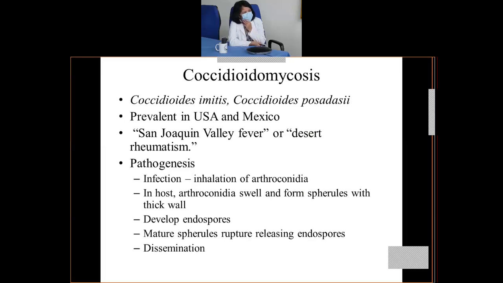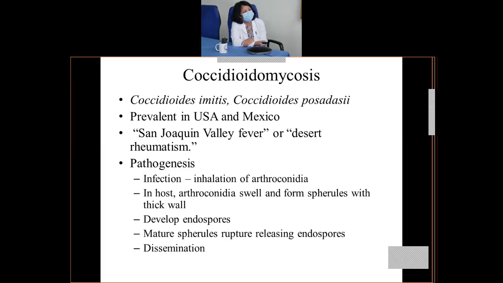Coming to the next one, that is coccidioidomycosis. There are 2 species which are important to humans, Coccidioides immitis and Coccidioides posadasii. They are prevalent in the USA and Mexico, and this infection, coccidioidomycosis, is also known as San Joaquin Valley fever, because there's some fever involved, or even desert rheumatism.